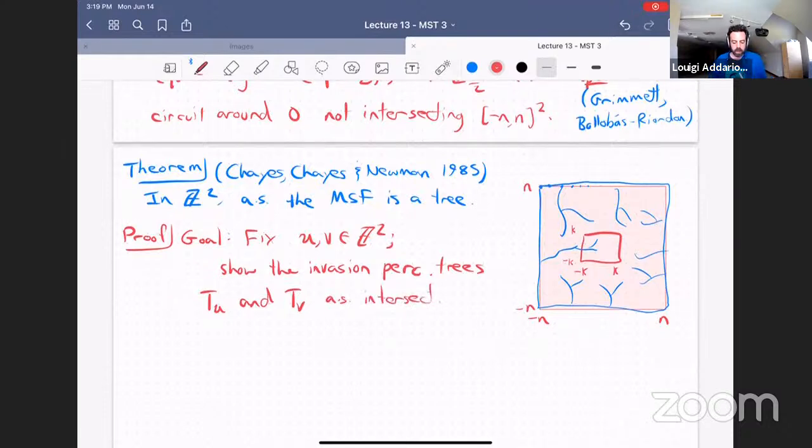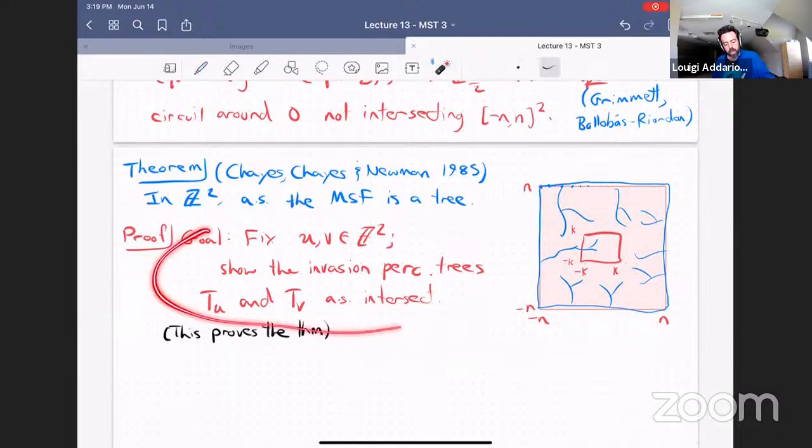If that's true for any pair of trees, then that means that all of these trees join up into one big tree together, right? So if we prove that, we prove the theorem. And in fact, we'll prove slightly more than this. We'll actually show that for any two vertices of the lattice, the invasion percolation trees will almost surely only differ on a finite number of edges. So their symmetric difference will be finite.